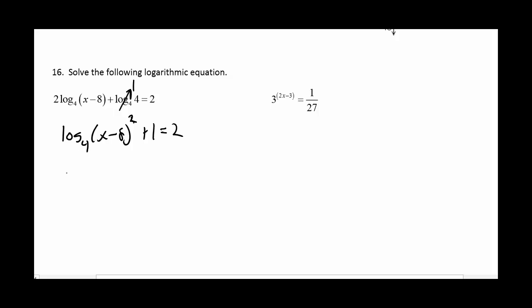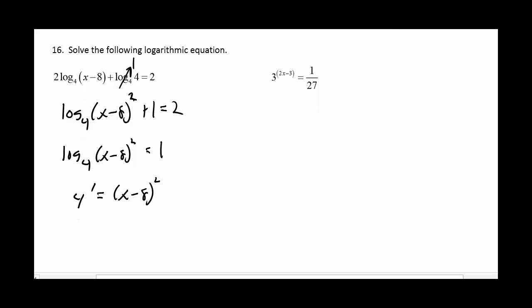Okay, so from here, log base 4 of x minus 8 squared. I'm going to bring the 1 over, so 2 minus 1 is 1. Then I'm going to convert it to exponent form. So 4 to the first equals x minus 8 squared. And at this point, it's about using our quadratic skills. Since it's squared, I'm just going to take the square root. So plus or minus 2 on that, x minus 8.